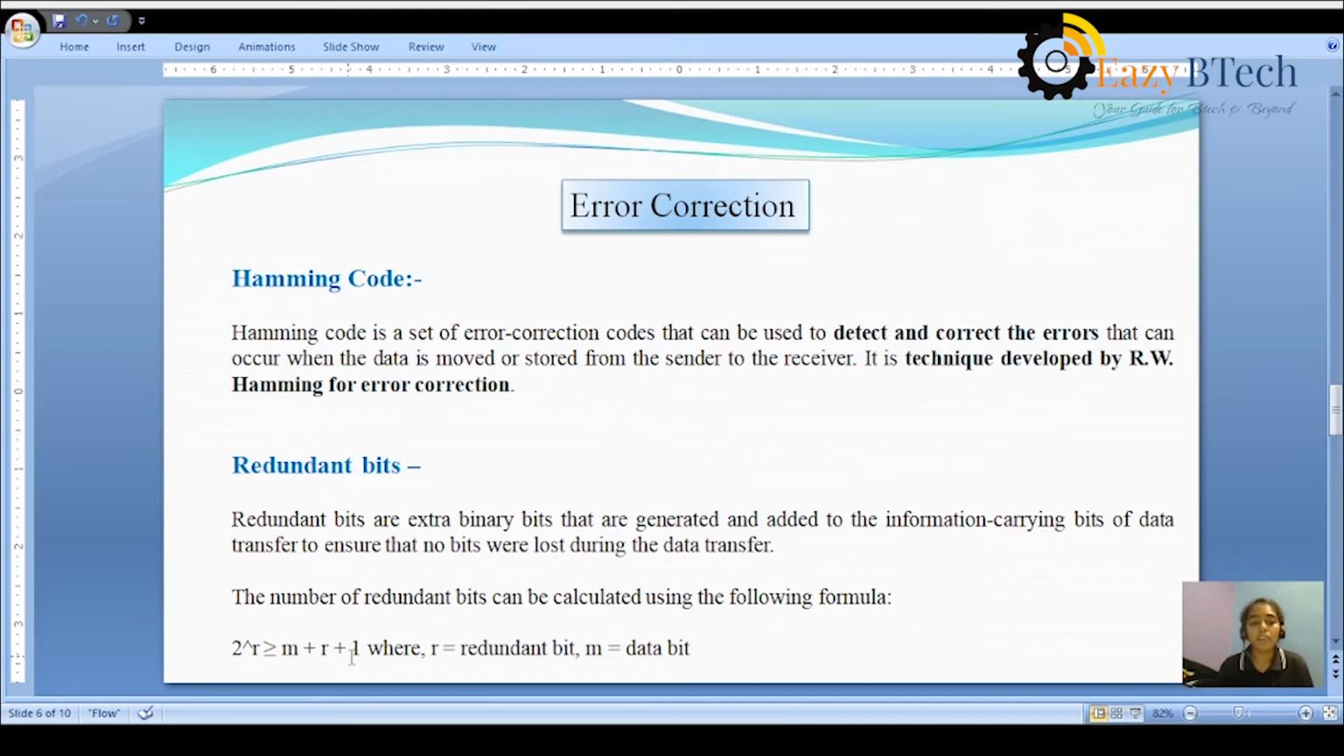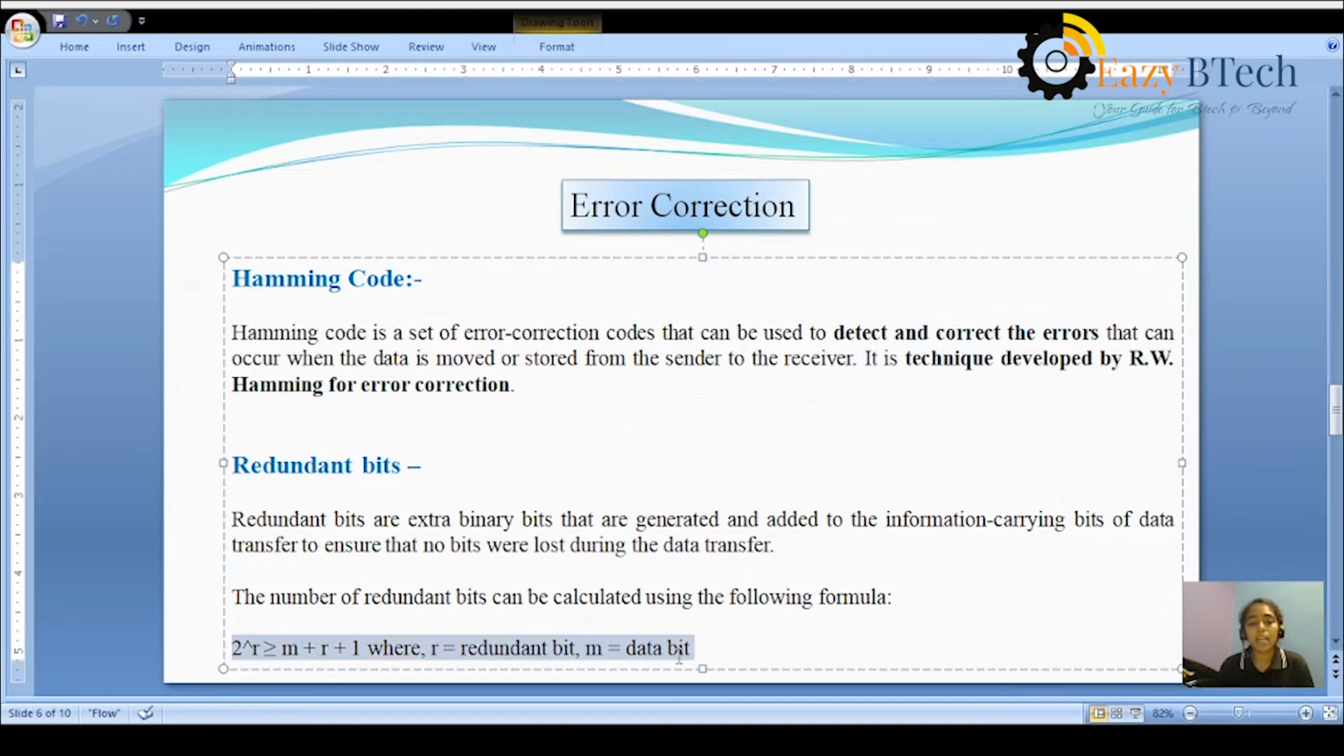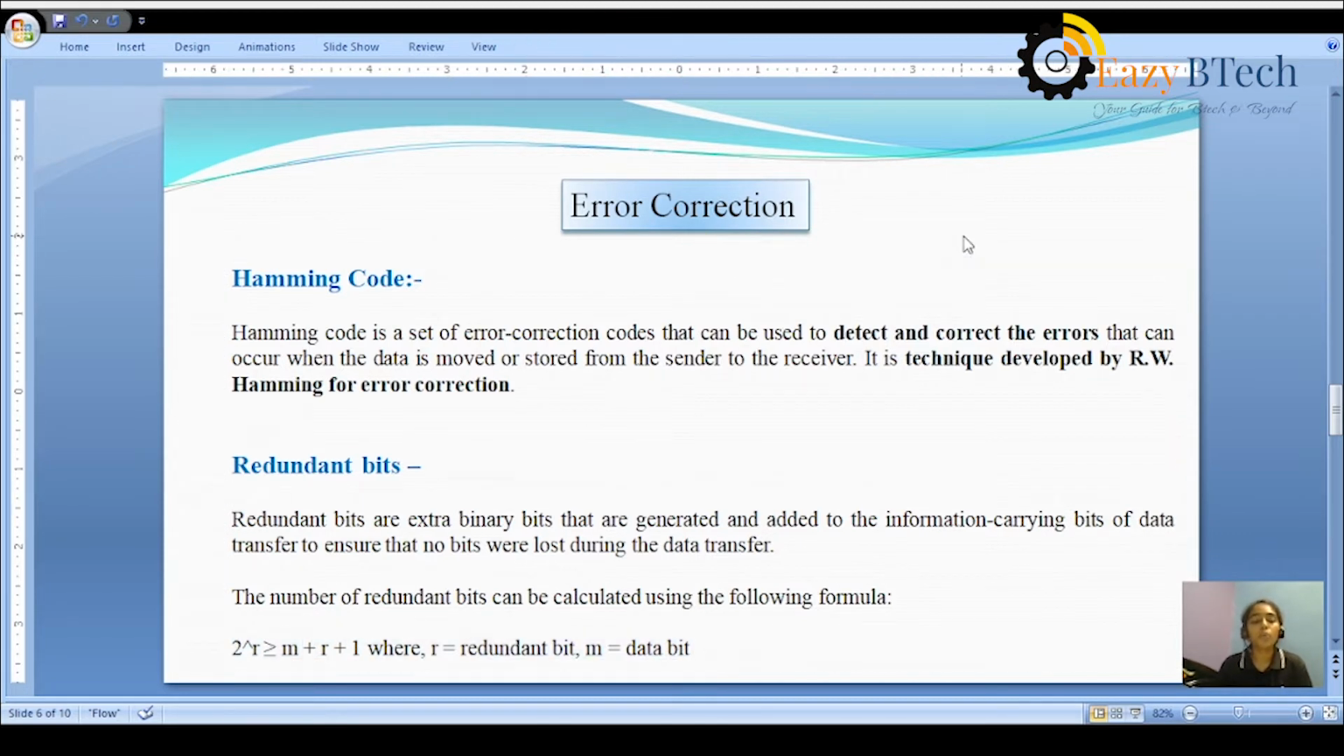Here we see the formula to calculate the redundant bits: 2^r >= m + r + 1, where r is the number of redundant bits and m is the number of original data bits.